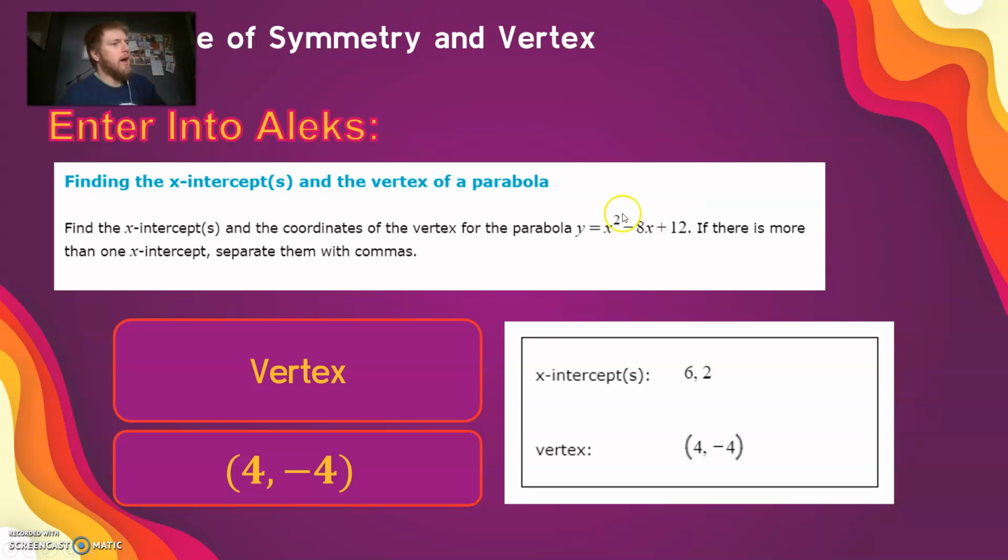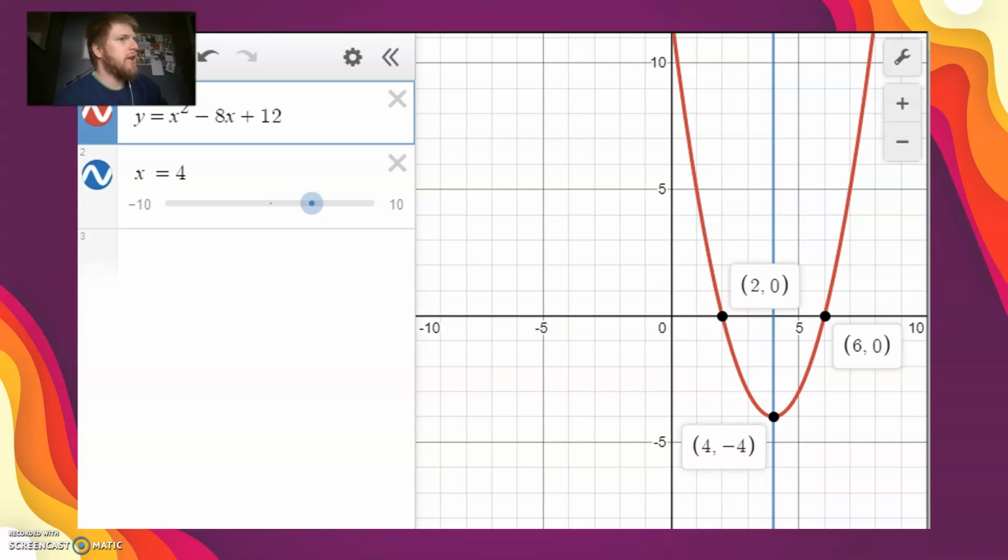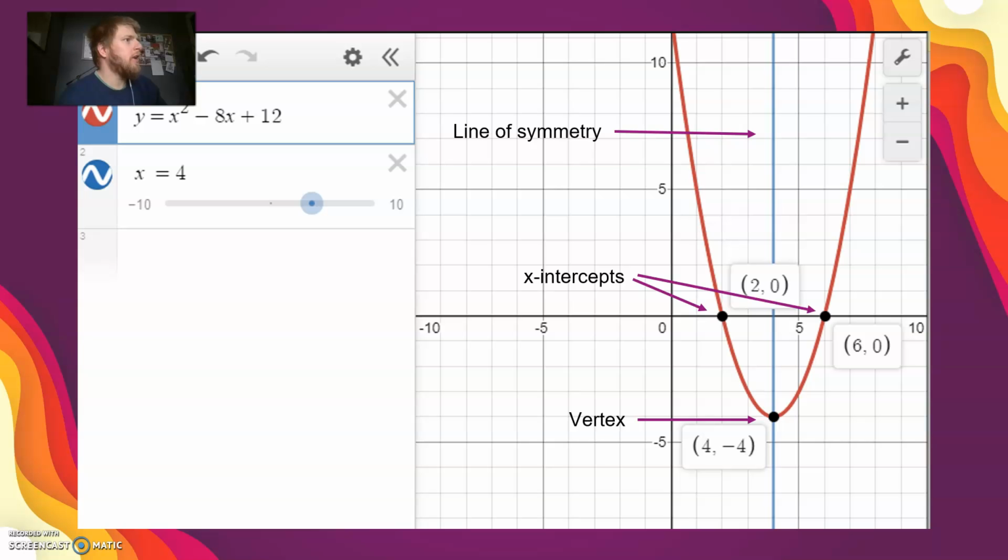So we would type in, we got our x-intercepts were 2 and 6, and our vertex using the line of symmetry, and then finding the vertex, we got 4, negative 4. Let's quickly check this. I've graphed the parabola on Desmos. So you can see there are our two x-intercepts at 2 and 6, and our vertex, which is the bottom of the parabola, is 4, negative 4. There you can also see our line of symmetry. So there's our x-intercepts, our vertex, and our line of symmetry.